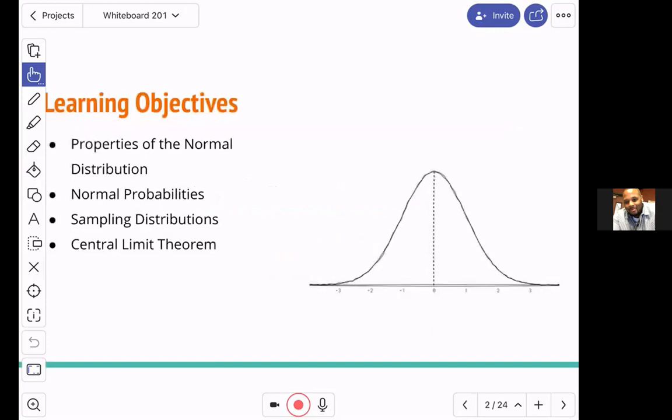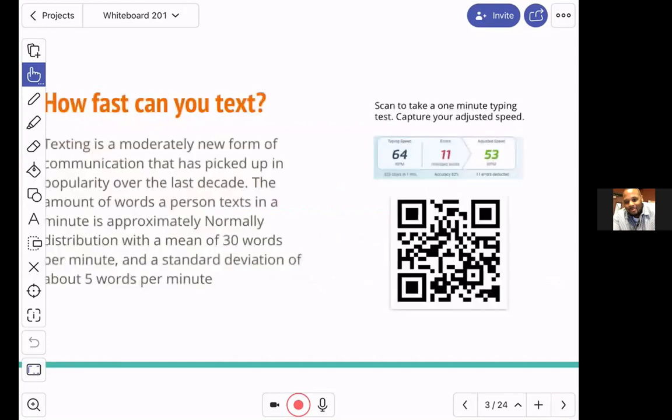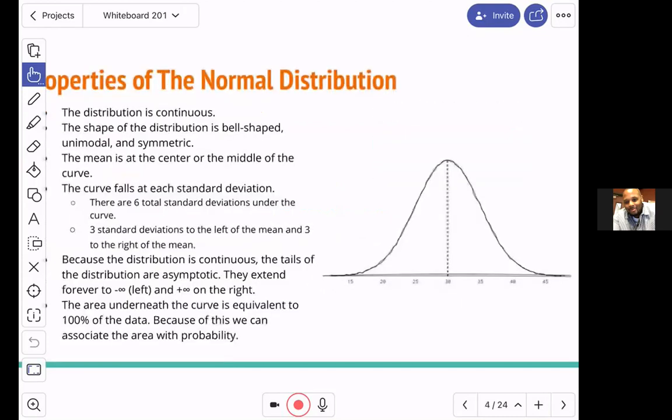Here are the learning objectives. We talk about the properties of the normal distribution, find normal probabilities, and talk about sampling distributions in our next unit, and the central limit theorem in the next unit too. Normally I would do this activity, but we're going to skip over that. We're going to talk about this. So here are the properties of a normal distribution.